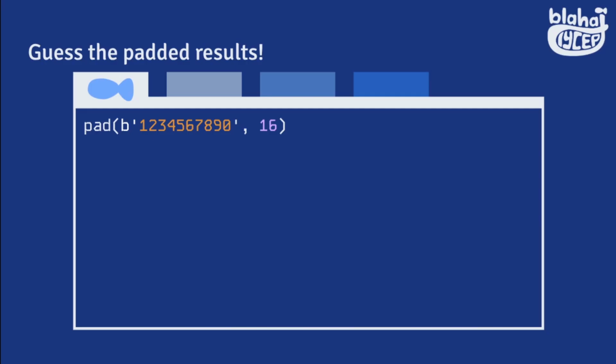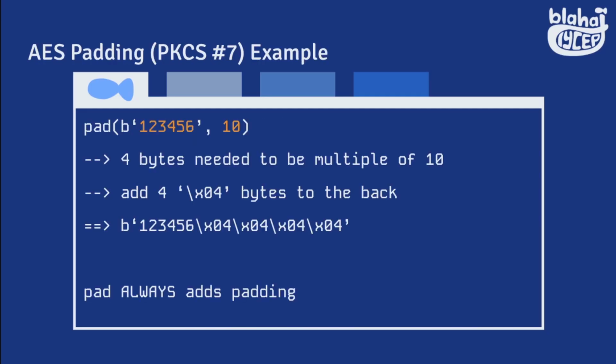So would anyone like to try? We can go through the entire process again. Oh, yeah, you want me to go back? Okay, sure. So let's say you need 4 more bytes, then you will add 4 times x04 at the back. Yeah, that's how padding works. Do you have any questions?